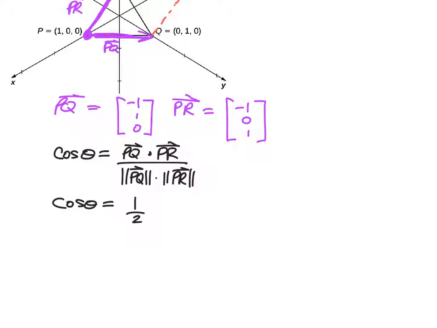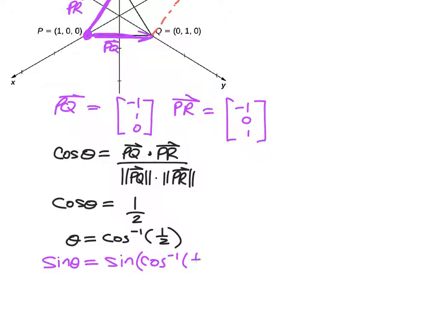So cosine of theta is equal to 1/2. So unit circle values, but again, maybe you don't know it, so you write it as theta is equal to the inverse cosine of 1/2. And so the sine of theta is equal to the sine of the inverse cosine of 1/2.